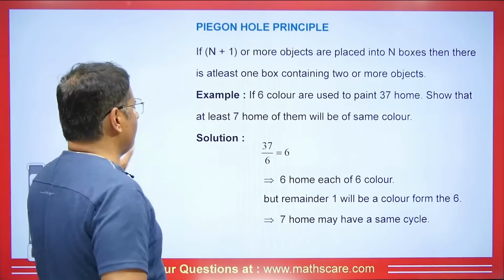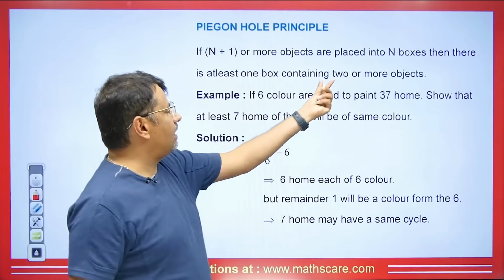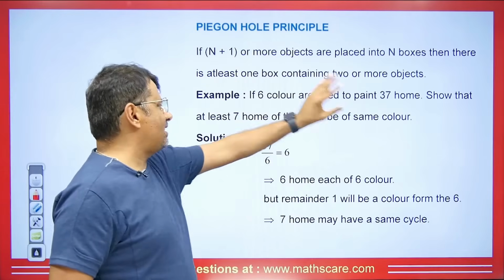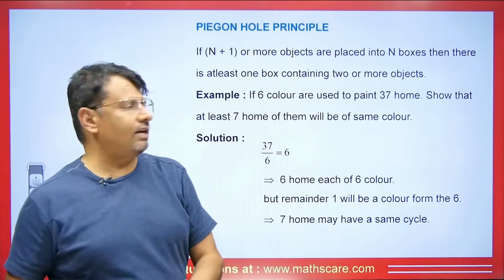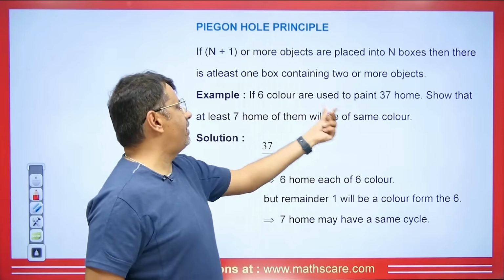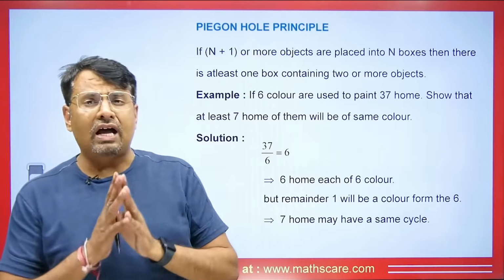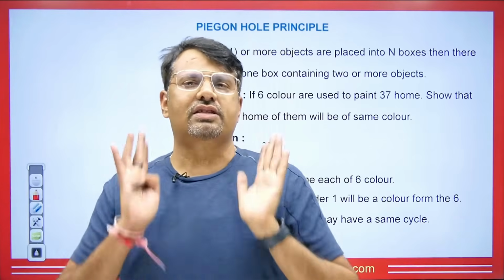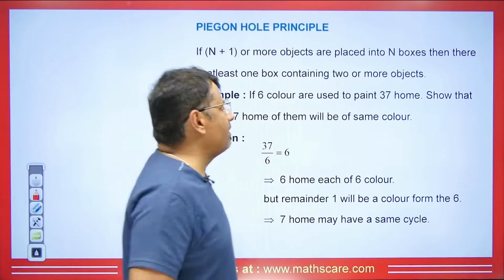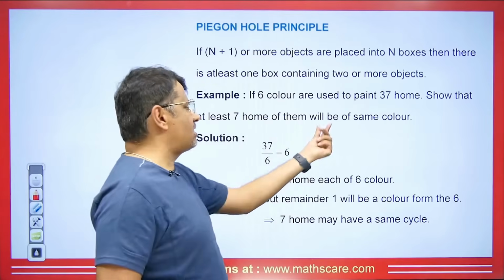Let me illustrate this with an example. Let's say 6 colors are used to paint 37 homes. Here what I mean is coloring 37 homes with 6 different colors. Is this clear? So that we get 7 homes with the same color. Understood? Now we have 6 colors and there are 37 houses. If we divide them, we'll get something like 6 point something, right?